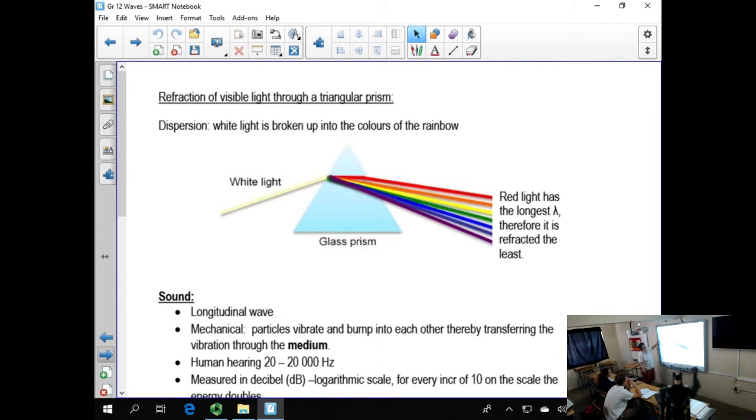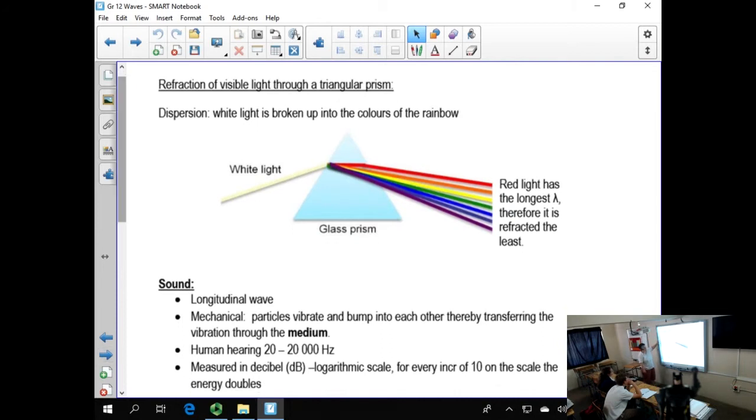Then we had a look at, did we do the refraction of light? Yes, we did. And we said, why does the red light form always at the top and the violet at the bottom? Red has the longer wavelength, it is refracted less. It's slowed down less than the violet light.